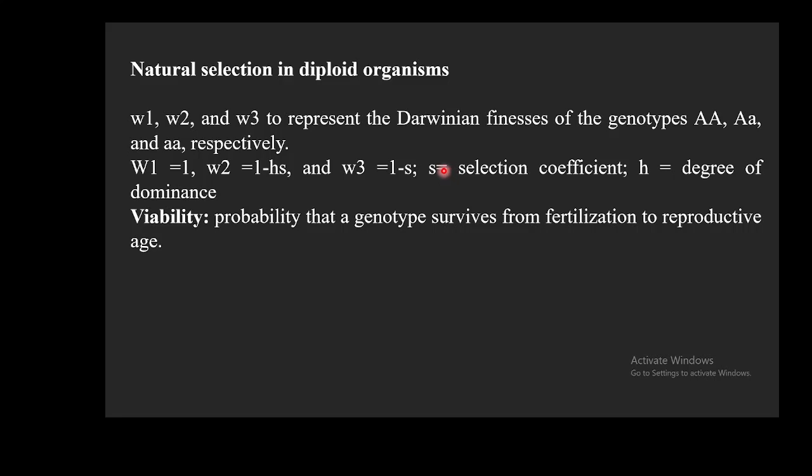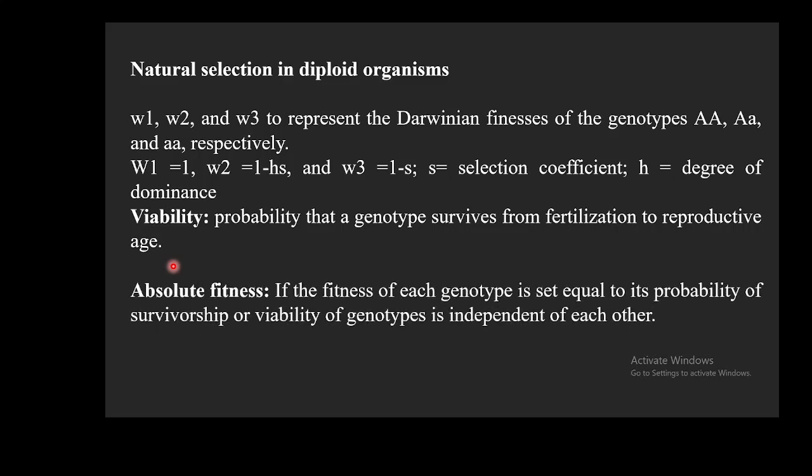So what is the viability? It's the probability that the genotype survives from fertilization to the reproductive age. It means the zygote is formed and then the organism does not die, it will grow till the reproductive age, and it will take part in the evolution process. Then the absolute fitness. If the fitness of one genotype is independent of another genotype, you are measuring the absolute fitness. For example, the fitness of the genotype AA is independent of the fitness of the genotype small a small a. In that case, you are just measuring the absolute fitness of each genotype.